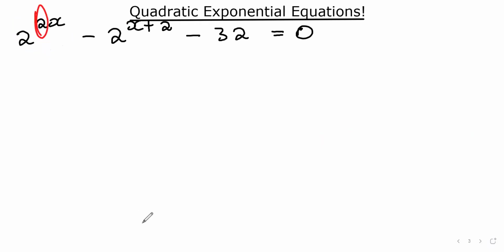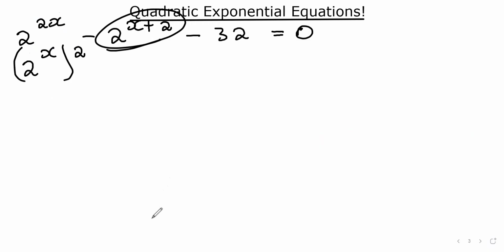So every time you see x having a coefficient of 2, then you must know that it's a quadratic exponential equation. But then you have to write it in a way so that it looks like a quadratic equation. How do you do that? Well, 2 to the power 2x is exactly the same as 2 to the power x, but then you say this is all squared. Because when you multiply those two exponents together, you still get a 2x. You haven't changed anything.